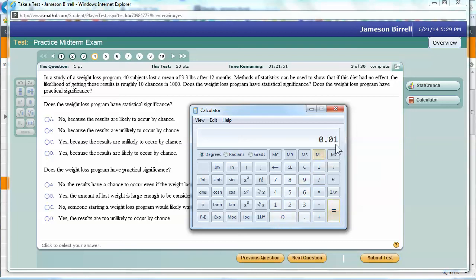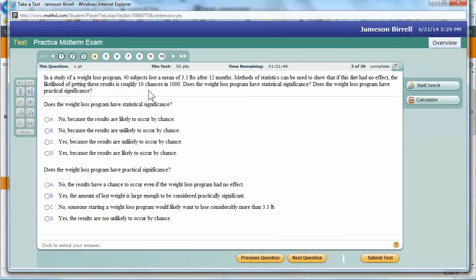In other words, 1/100th, right? 1% still. Less than our typical benchmark 5% we've been using for the level of statistical significance. And I point that out because we're going to ask, does the weight loss program have statistical significance? No. Right? Because if it had statistical significance, we would say it was good.